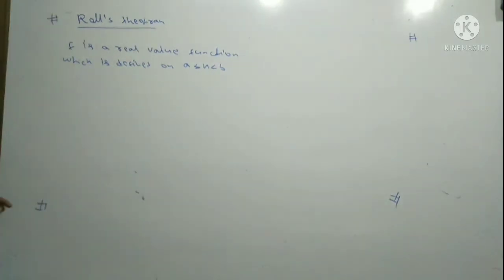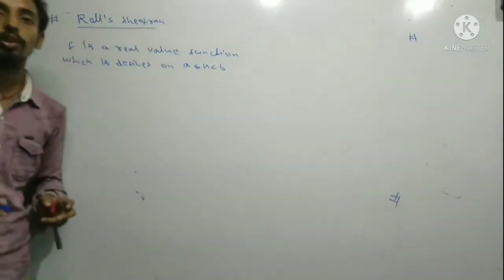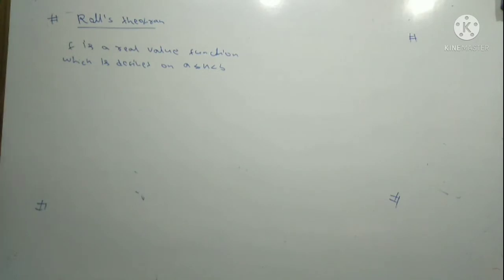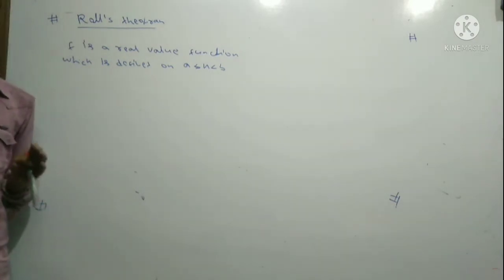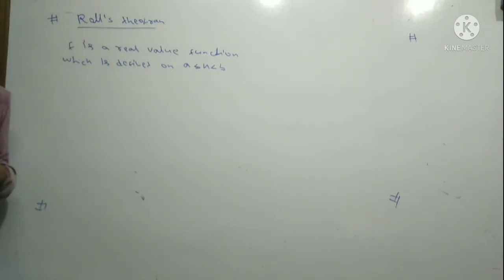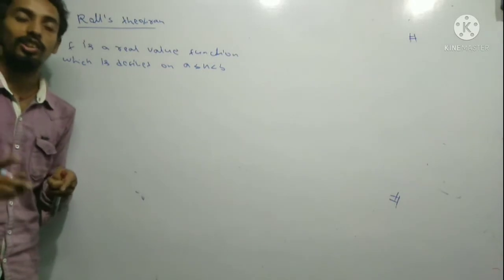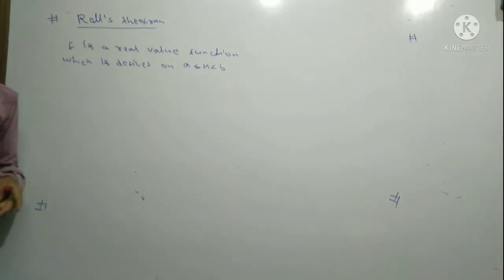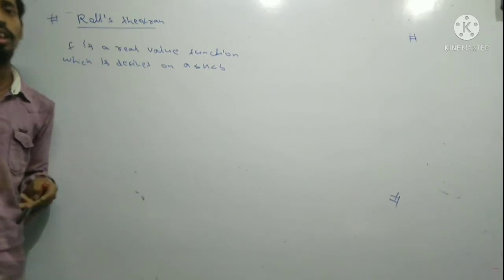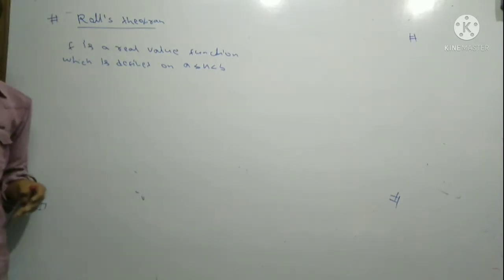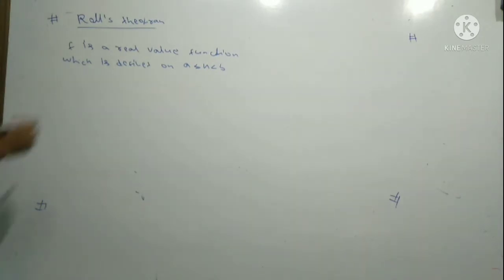If the function verifies Rolle's theorem, there are three conditions. What are those conditions? The first condition is that the function must be continuous in the closed interval. The second condition is that it must be differentiable in the open interval. And the third condition is f(a) equal to f(b). So we write the three conditions.